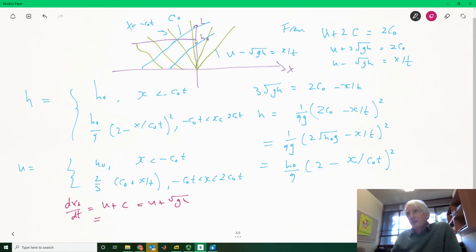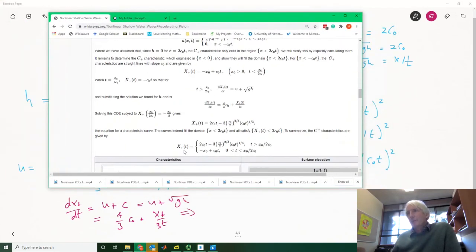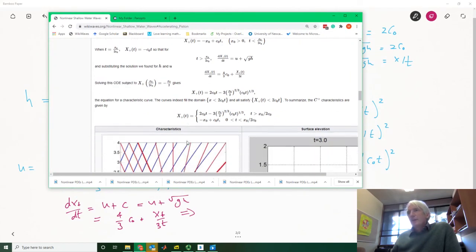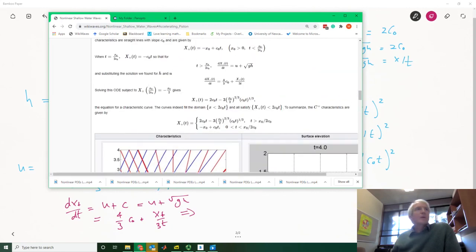We're not interested in it in this region. The region here, it's a straight line. So we get 4/3 c naught plus x plus over 3t. Okay, and that's a constant coefficient linear equation. You can solve it with an integrating factor and you can get the solution here. Okay, and that is given in the notes here. Okay, x plus is equal to this formula here when you solve it. Okay, and that's what we've drawn here in these characteristics. All right, I'm going to finish there.